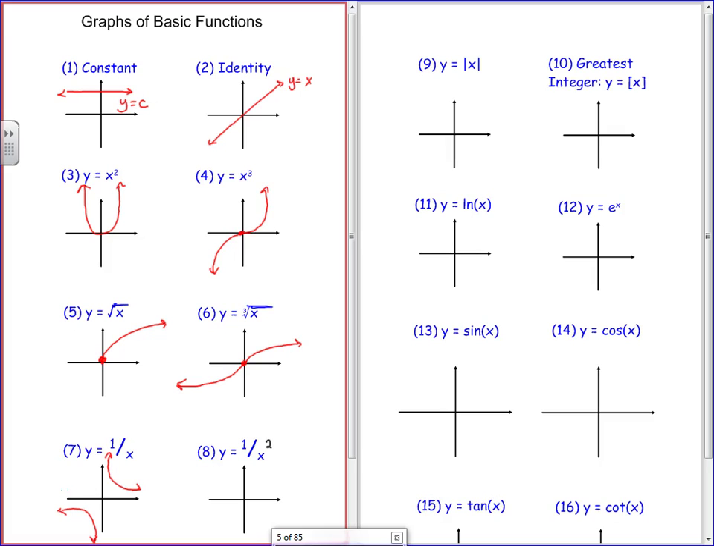1 over x squared looks like 1 over x, except the values are a little bit more squished, a little bit closer to the axes. Still has a vertical asymptote. Very important, has a vertical asymptote at 0.